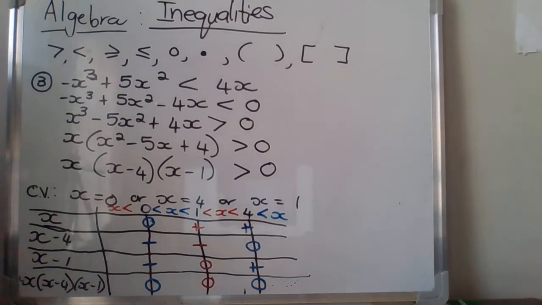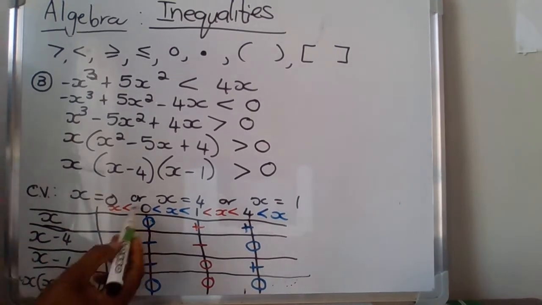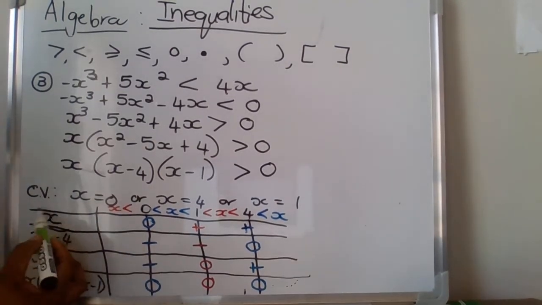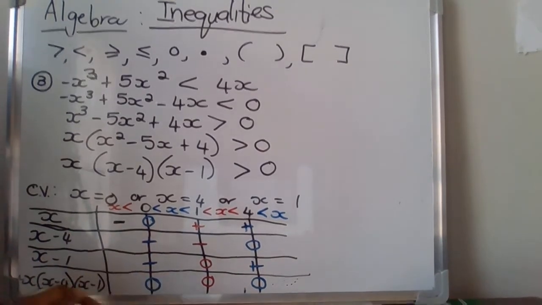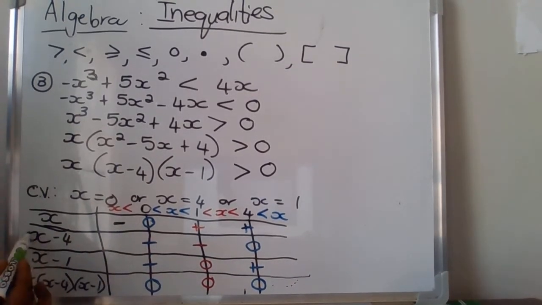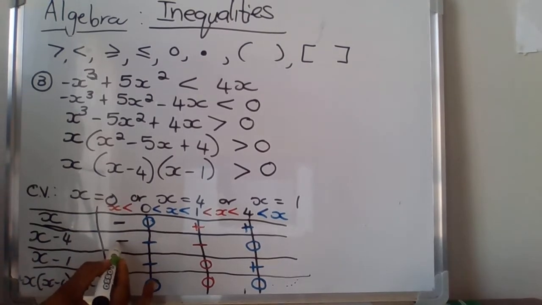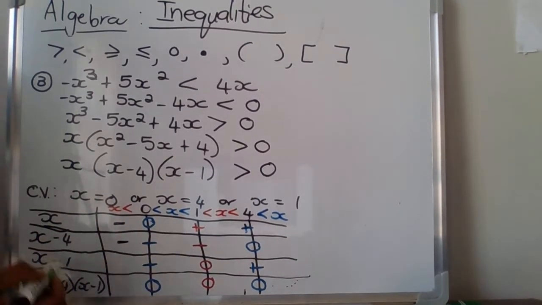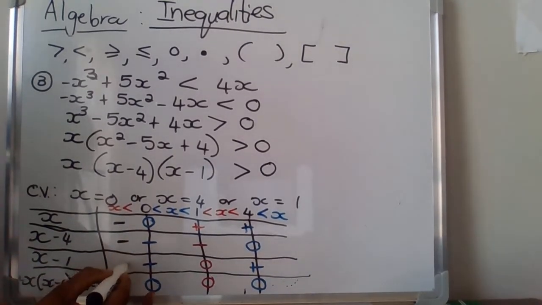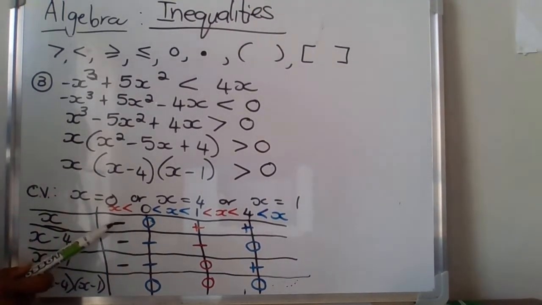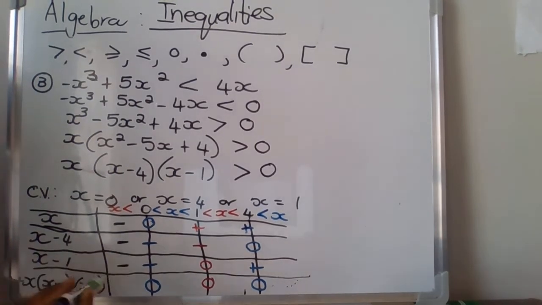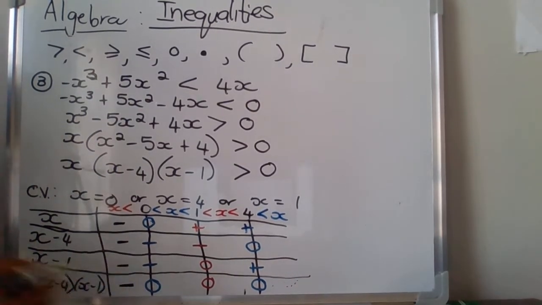Okay, so now what happens when x is less than 0? When x is less than 0, minus 1 for example, it's a negative value, isn't it? When x is minus 1 here, again, I get a negative value. When x is minus 1 here, again, I get a negative value. So negative times a negative is positive, times a negative is a negative value.